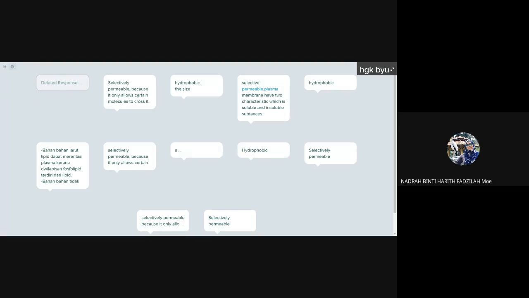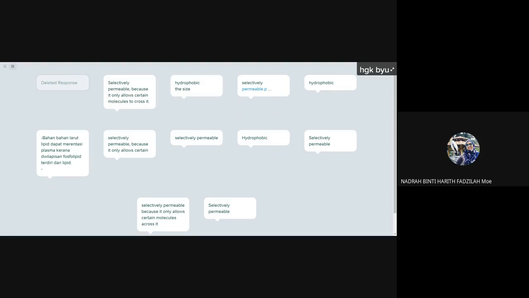Okay. Point number 1 tadi, you have already mentioned the plasma membrane is selectively permeable. Membran plasma bersifat selektif telap kerana, I agree with you when you say, bahan-bahan yang larut lipid dapat merentasi membran plasma. Bahan-bahan yang tidak larut lipid tidak boleh merentasi membran plasma. Good. That is a good idea. Totally agree with you. Okay.